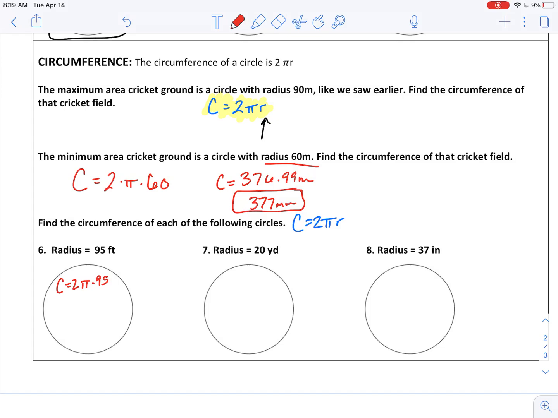And same thing in 6, 7, and 8. So I'll do 6, and then I'll leave 7 and 8 for you guys. C equals 2 times pi times the radius of 95. So you can just do this in your calculators and get 596.90. And I'd like you to pause the video here and try these last two and see what you get.